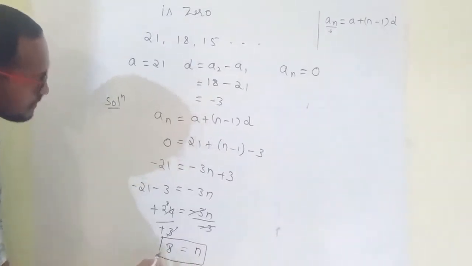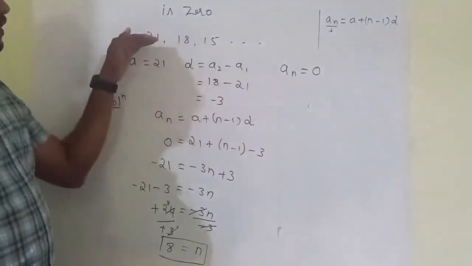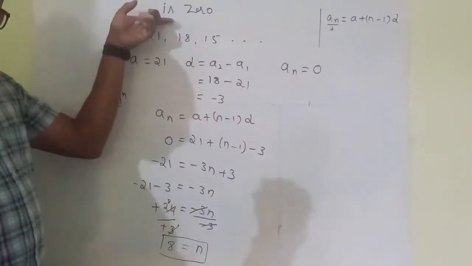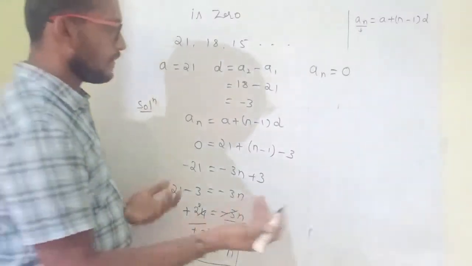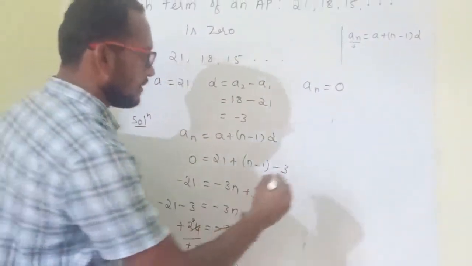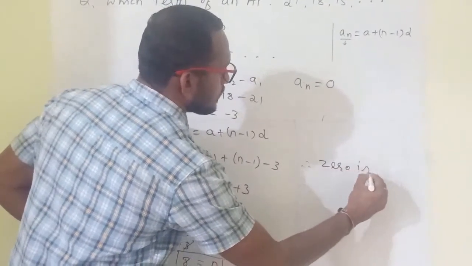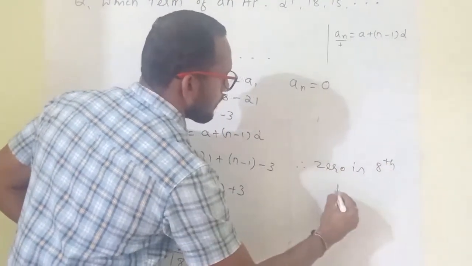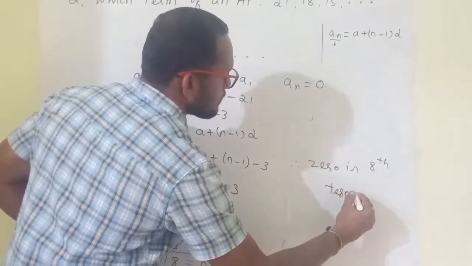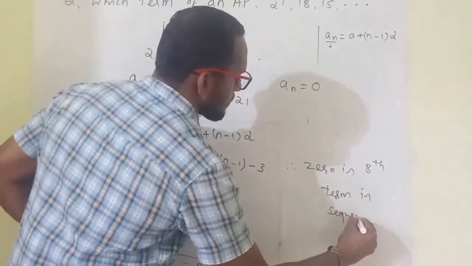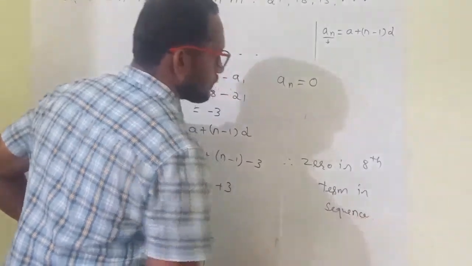If you assume 0 is the last term, there will be 8 terms. Since you want to find the 0th position, the answer would be, I think you can answer it. Therefore 0 is the 8th term in the given sequence.